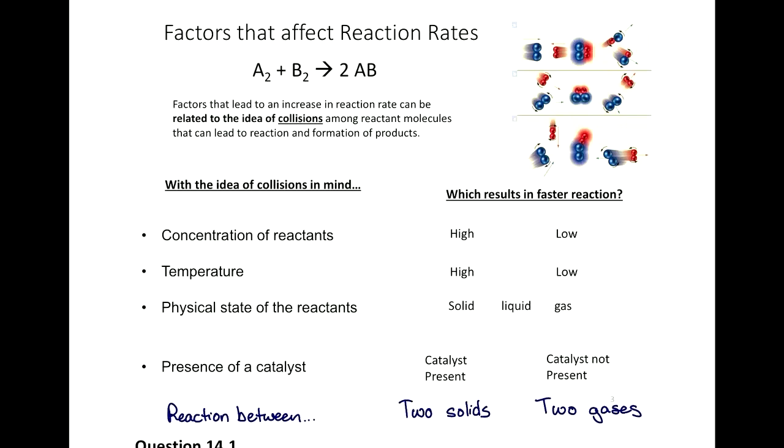So there's a lot of factors that lead to speeding up or slowing down reactions. With the idea of collisions in mind, think about how the concentration of your reactants, A and B, affects reaction rates. Which one will result in a faster reaction? High concentration of reactants or low concentration? High, yeah.